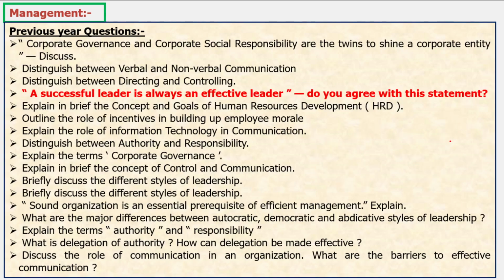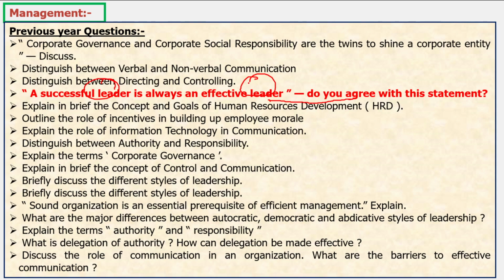Okay, right? So, this is the question that we have chosen. Now, before answering this question, we should have an idea about successful leader and effective leader. Those who have studied with me already know the difference. I will revise it for you so that you have an idea that this is what successful leadership is, and this is what effective leadership is.